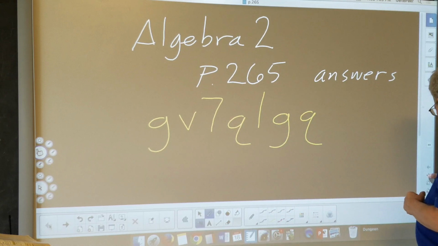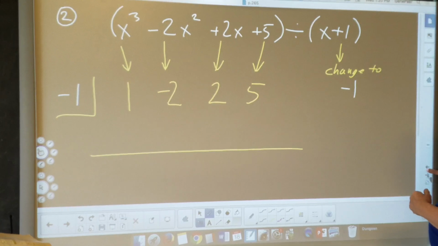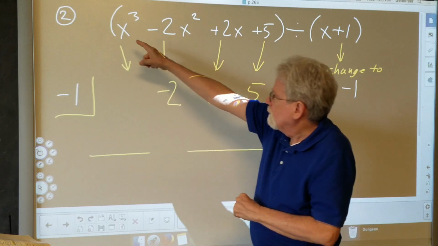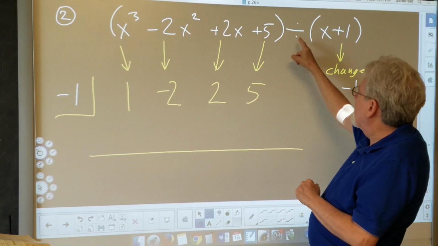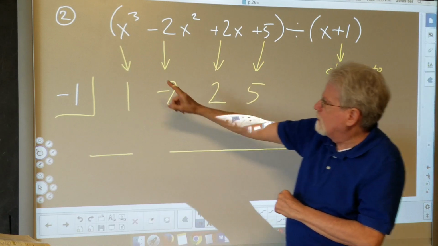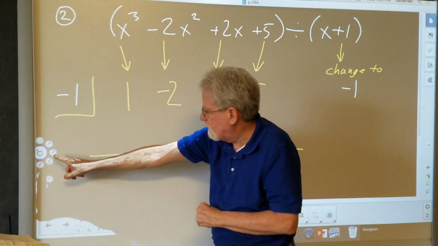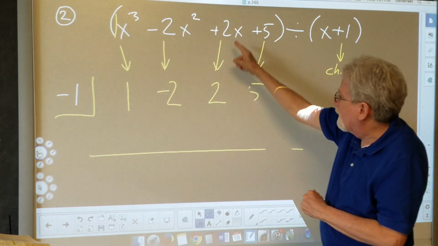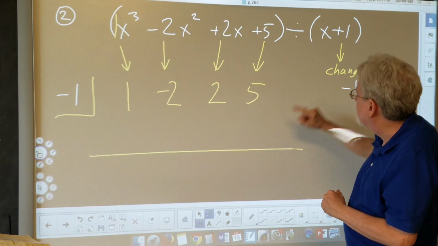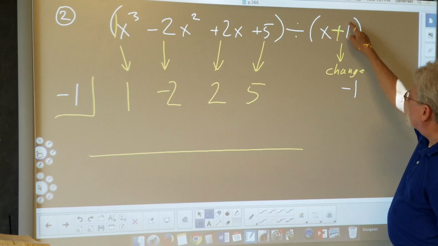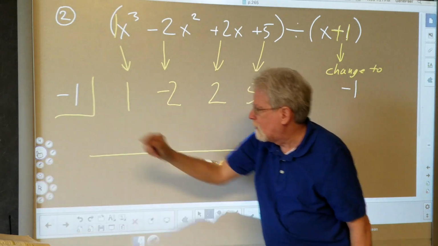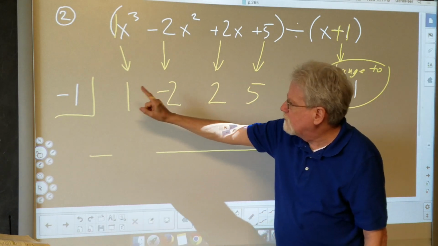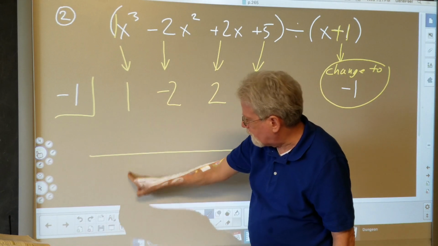So we move on. Okay, number 2, just a quick rundown of the procedure. We've got our polynomial here, we're dividing by x plus 1. I bring down just my coefficients. The invisible coefficient here is 1. I bring it down: -2, +2, +5. Change the sign. If this is +1, I put a -1 over here. I will change it to a -1, stick it in the box. Then just bring down this first coefficient.